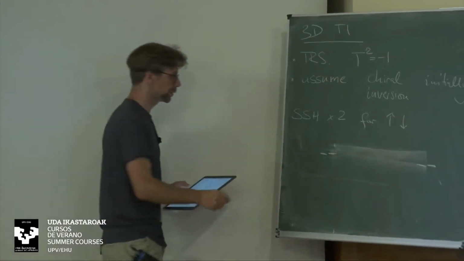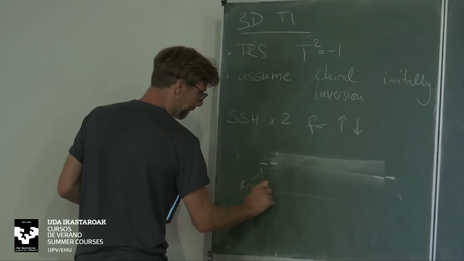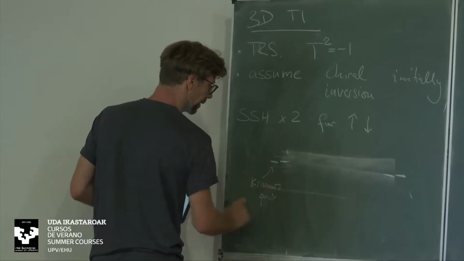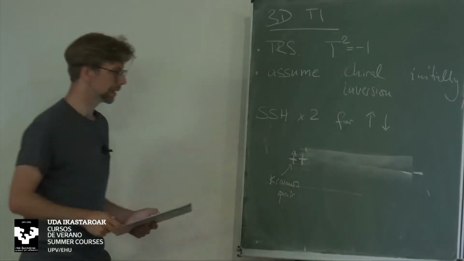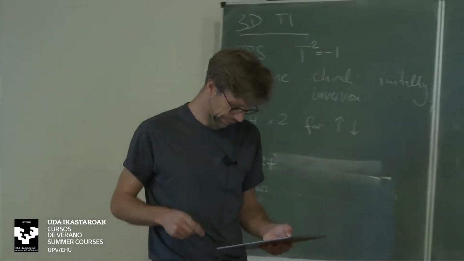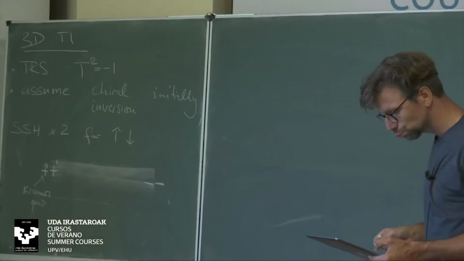So the end of this SSH chain is going to be a Kramers pair, right? As well, under this time reversal symmetry. So one will have spin up and spin down. And otherwise, this 1D chain is kept. So this will be the building block for our 3D TI.